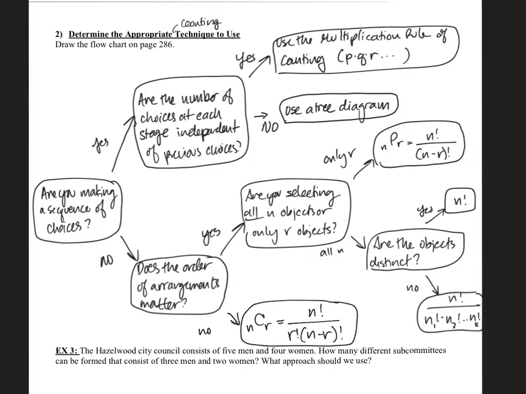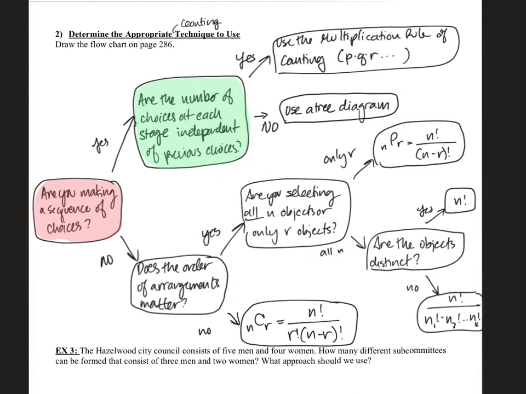Okay, so what are the main questions we're looking at when we are working with counting techniques? First question is, are you making a sequence of choices? If the answer is yes, our question is, are the number of choices at each stage independent of the previous choices? For example, if you think about rolling a die, each time you roll the die, they're independent. Even if you rolled the die once, that's not going to change what you get the next time. However, if you have a deck of cards and you pick one card from that deck and you do not replace it, that changes your chances of picking a card the next time, because there are less cards.